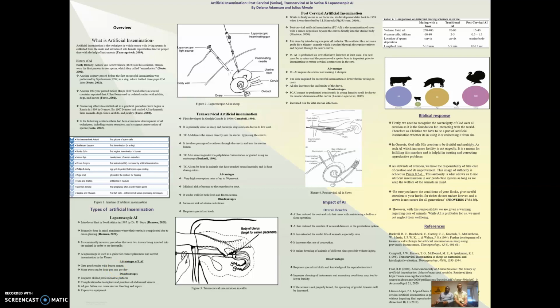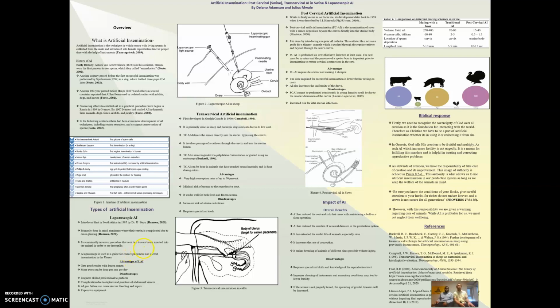The main disadvantage is that there's increased risk of intrauterine infections, because you're introducing external variables directly into the uterus of the animal. And the second is that it requires specialized use, especially if you're using guided transcervical artificial insemination, as you will require the use of an endoscope.